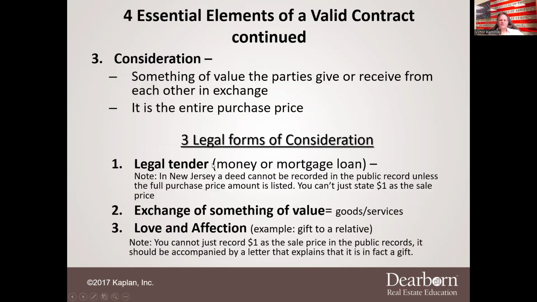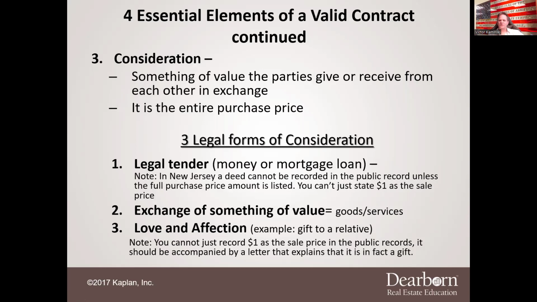And then we have consideration, what the parties give or receive from each other in the exchange. It's the entire purchase price. And there are three legal forms of consideration. Legal tender, that's money, cash money, or a mortgage loan, or an exchange of something of value, goods or services. I'll give you this in exchange for that, or I'll do this for you if you do that for me, or give me that. And love and affection. Courts have held that the gift of love and affection is something of value that the parties can give or receive from each other.